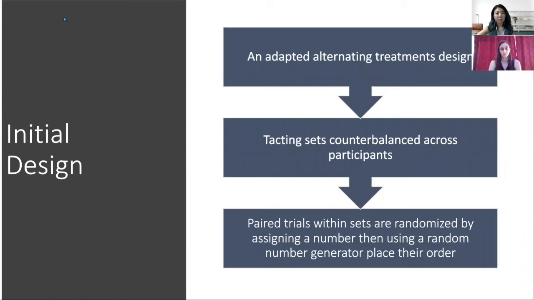Our paired trials within the sets are randomized by assigning a number and then using a random number generator to place their order. So one pair may be marked as 1 and the other pair would be 2. So maybe the first time we would run pair 1, pair 2, and then we would switch it. So like left arrow, right arrow, and next time would be right and then the left arrow.